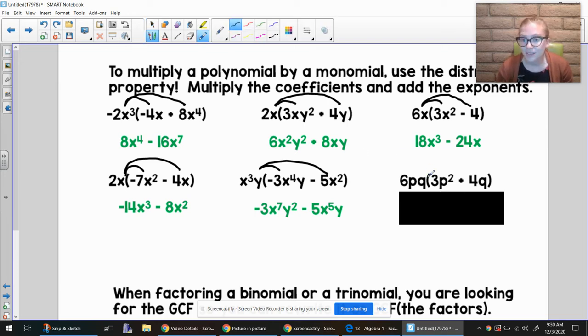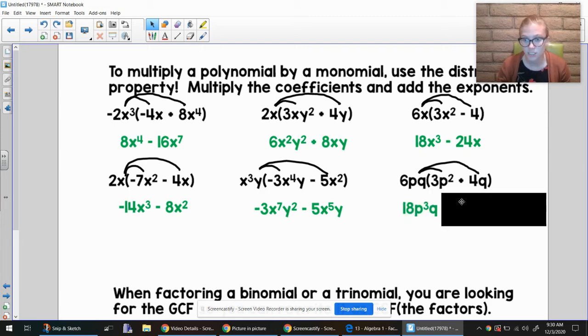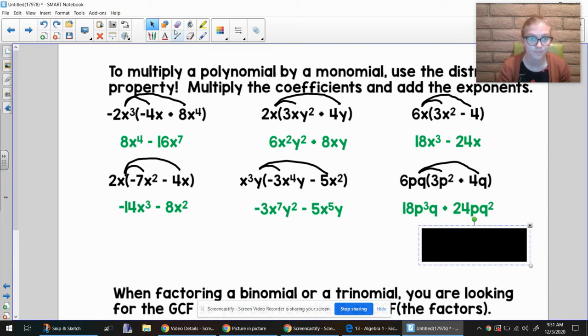Last but not least, we have 6pq times 3p squared plus 4q. We are just distributing our values. So 6pq times 3p squared is 18p to the third q, plus 4q times 6pq, so 24pq squared.